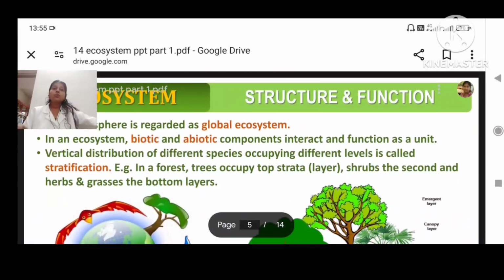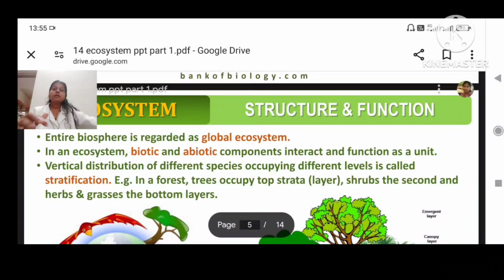Now we are moving on to the other topics. I have already told you, biosphere is called as what? The global ecosystem. Biosphere is referred to as, biosphere means what?